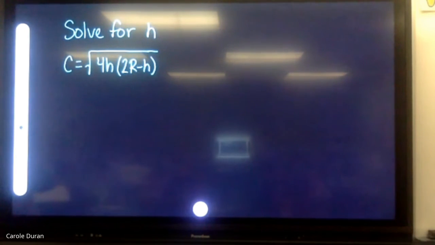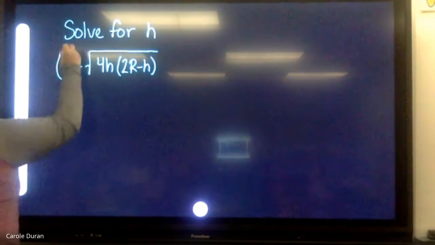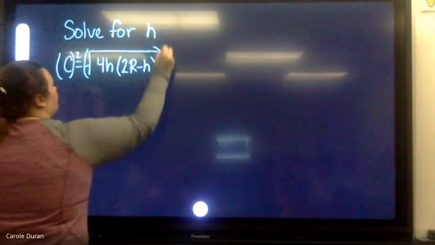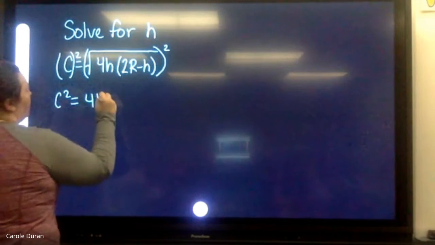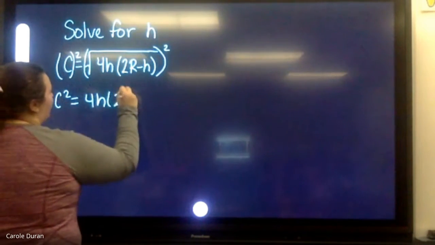Okay. So on this problem, my goal is to solve for H. So what's the first thing that I need to undo or change? The root. I need to get rid of that square root because I can't solve for something that's under one. So how do I undo a square root? Square both sides. So when I do, I get c squared equals 4h times 2r minus h.